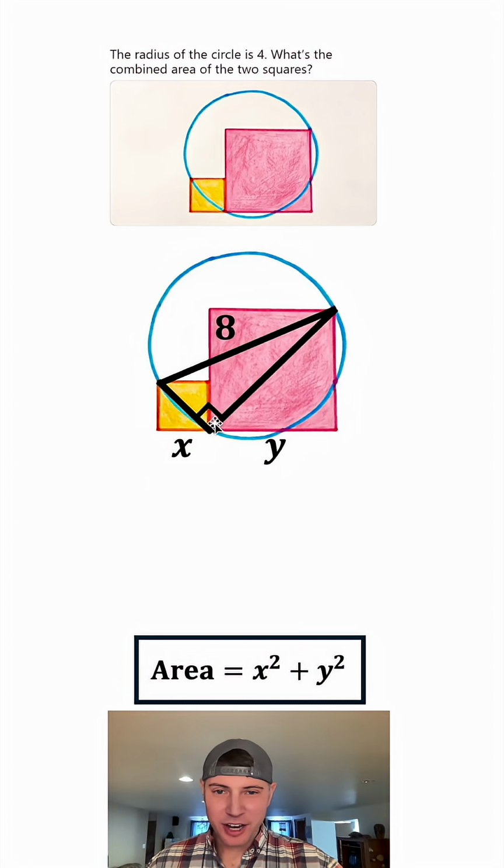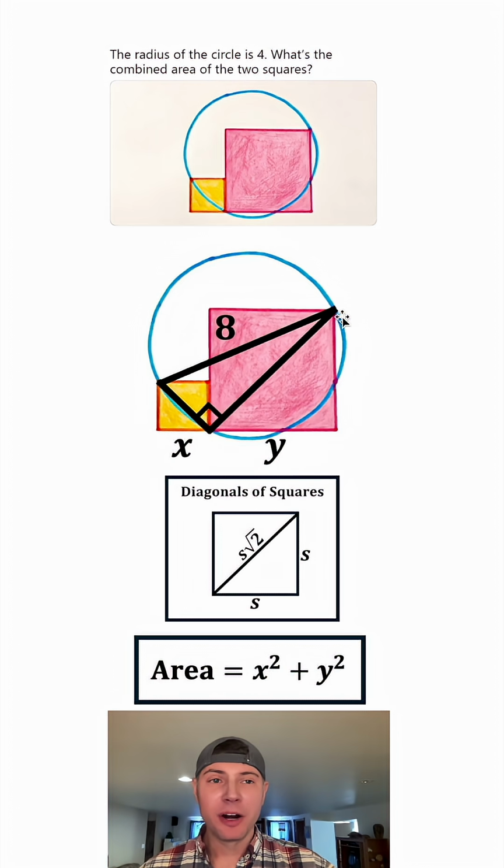Now if we find the other sides of this right triangle, we can do Pythagorean theorem. This side is a diagonal of this square. The length of a diagonal of a square is always square root of 2 times the side length. So this would be y root 2. Here's the notes for that.